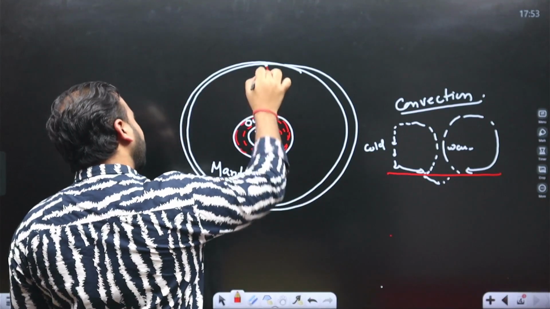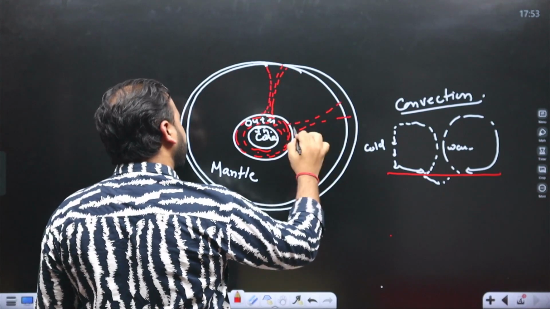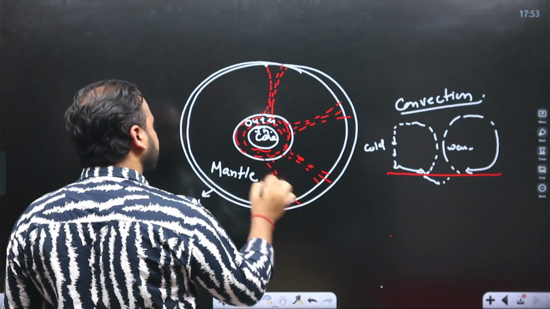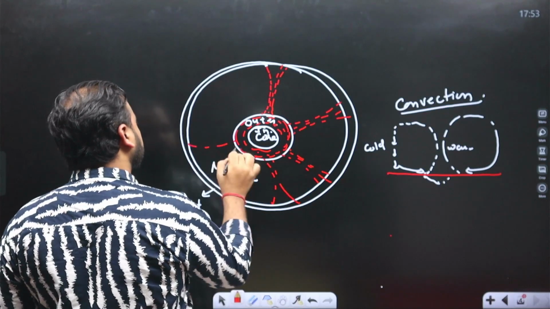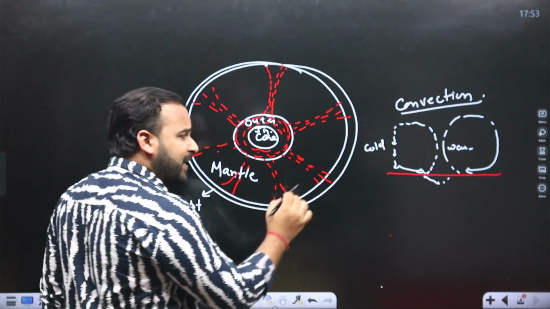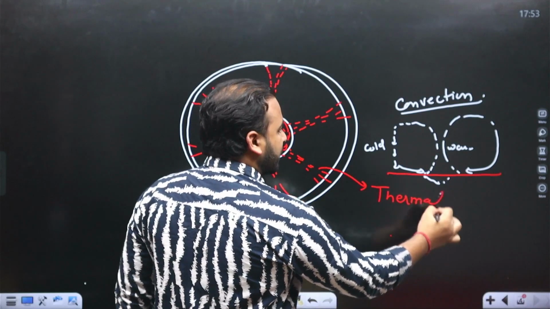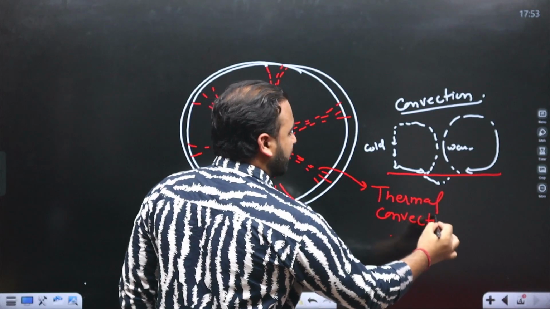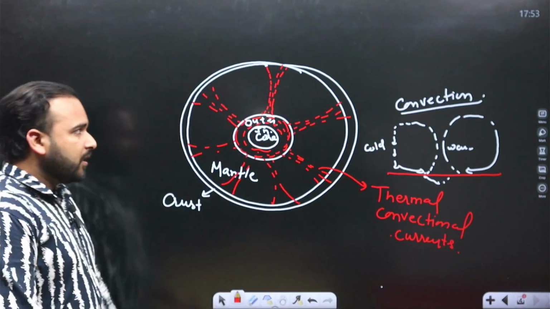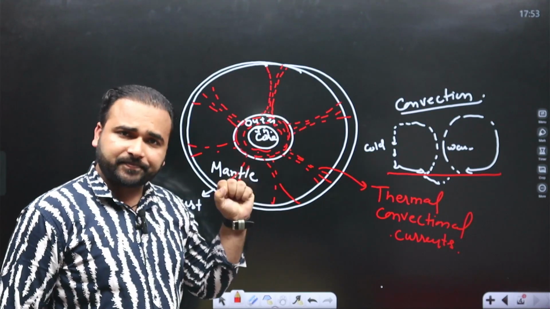There is this type of convectional ejection of molten material. So we can simply say these are thermal convectional currents. Thermal convectional currents apply pressure on the earth's surface.